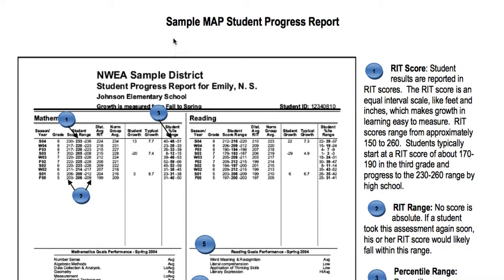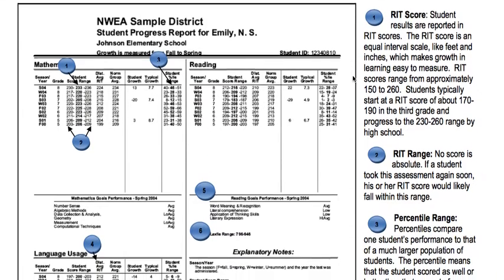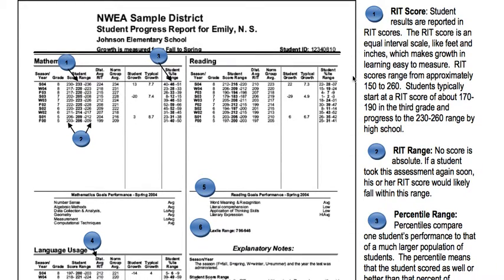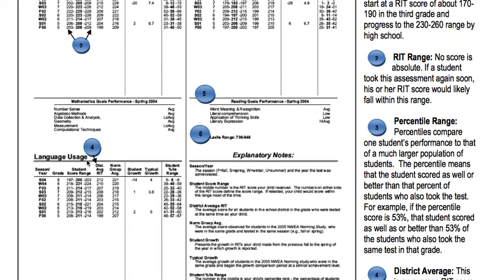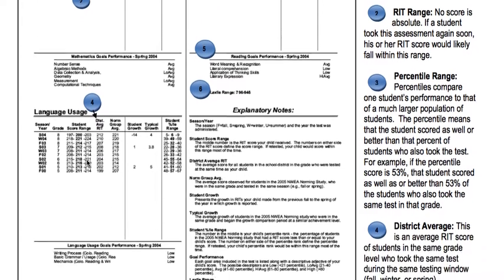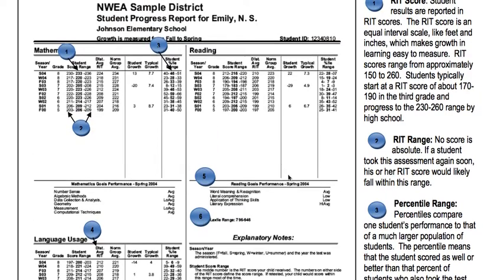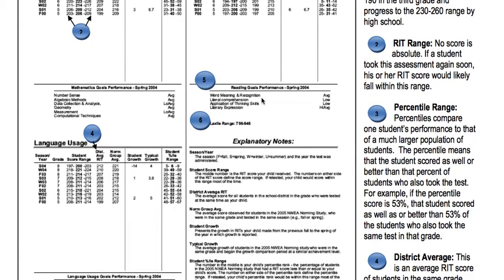Here we have a sample MAP student progress report that should look just like your student's, except obviously that your student will have their name and also the American International School of Bolivia. The first thing that we're going to look at is what exactly it is that we are assessing students on. First area is mathematics, second area is reading, and the third area is language usage. The way that language usage and reading differentiate, you can see in these strands down here.